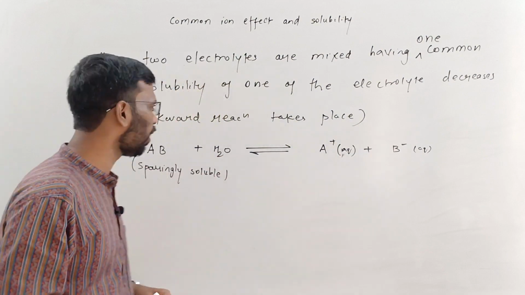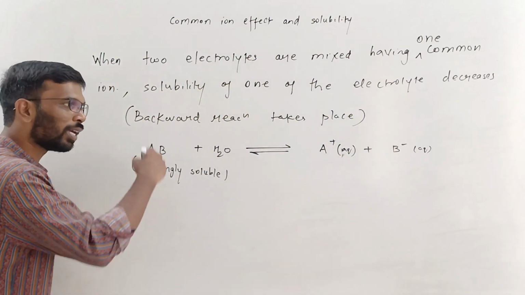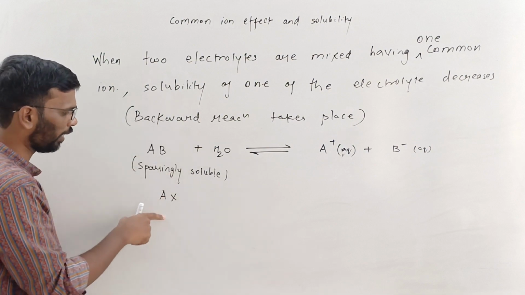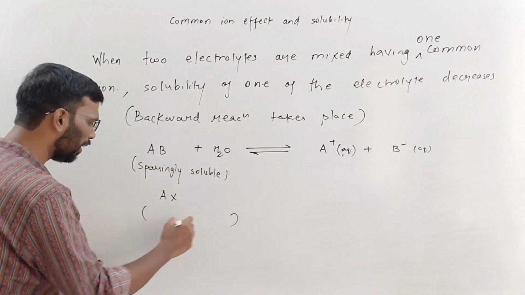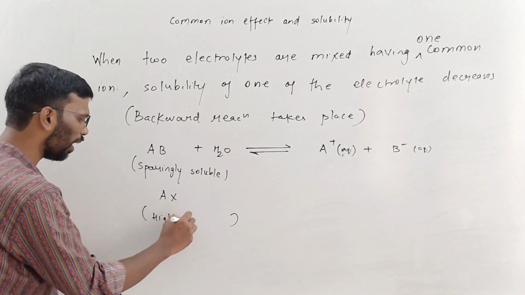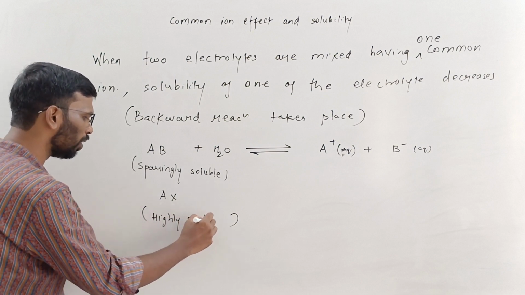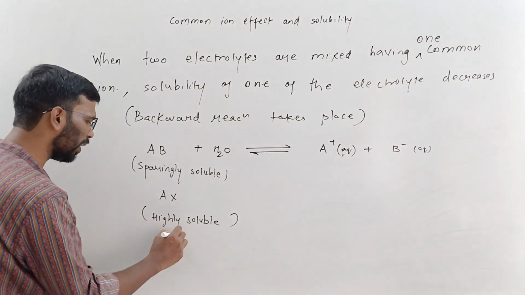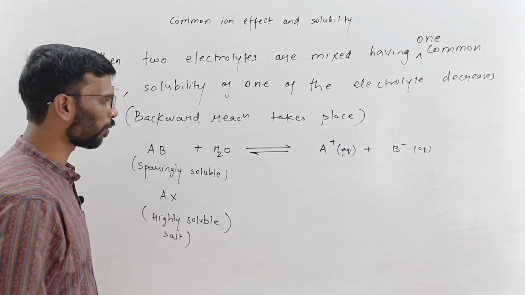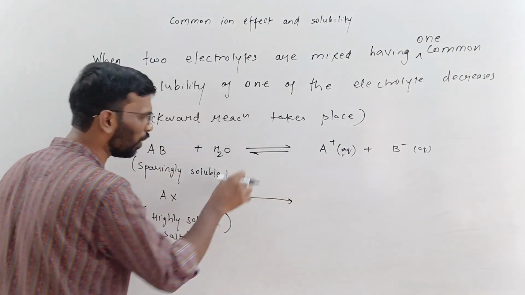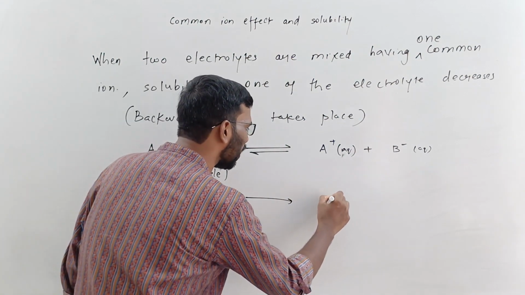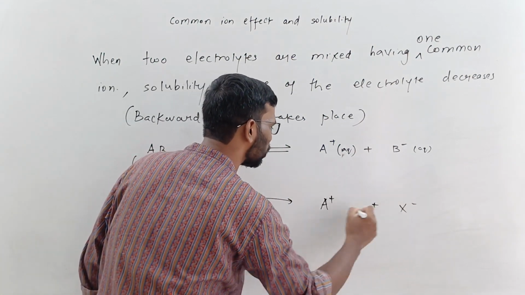Now over here I put another salt, which is AX. This is a highly soluble salt, or we can say a strong electrolyte. I am not going to show the equilibrium arrow, I am showing a one-headed arrow. We are going to get A plus and X minus.